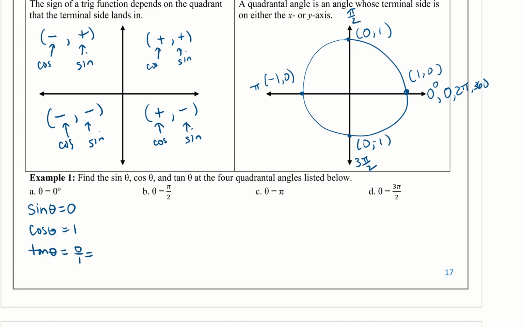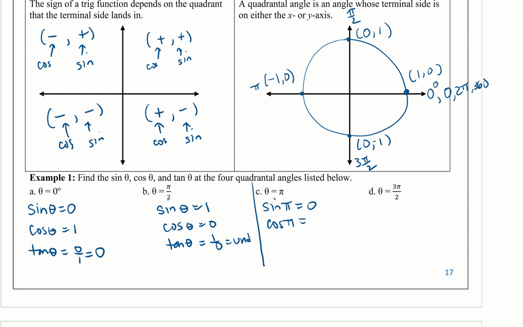0 over 1 simplifies to 0. At pi over 2, the sine is the y coordinate, which is 1. Cosine is the x coordinate, which is 0. And tangent is sine over cosine, which is an undefined value. At pi, the sine of pi is the y value of 0. The cosine of pi is the x value, which is -1. The tangent would be sine over cosine, which is 0.